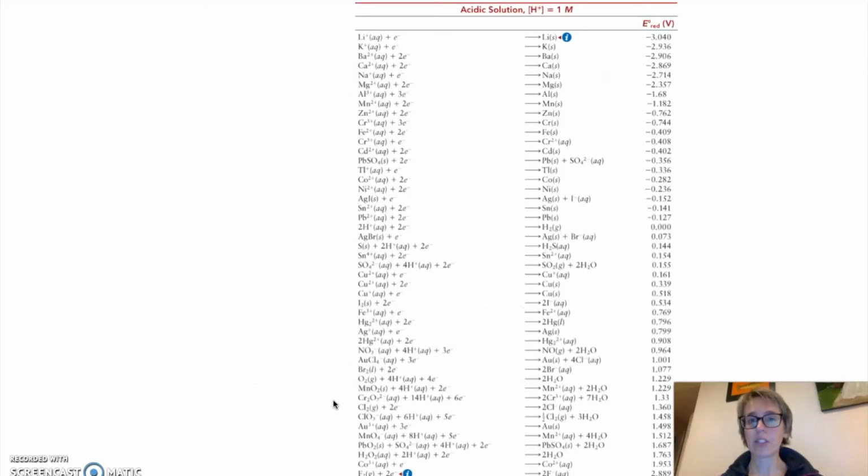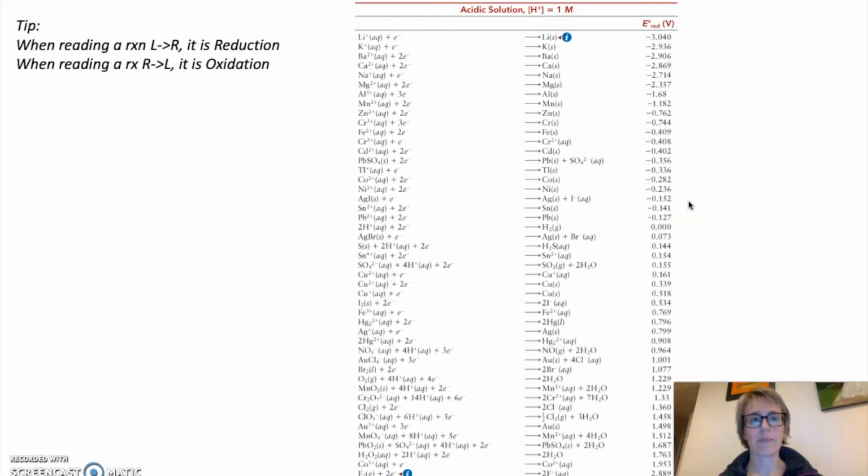I know you can't read this chart unless you're on a really big screen, but this is some standard data. I've put it up on Brightspace as well, and it shows lots and lots of reductions. You can see on this chart that all these reactions are written as something plus electrons, or maybe two reactants, yields something else. And there's a whole bunch of voltages listed for these reductions.